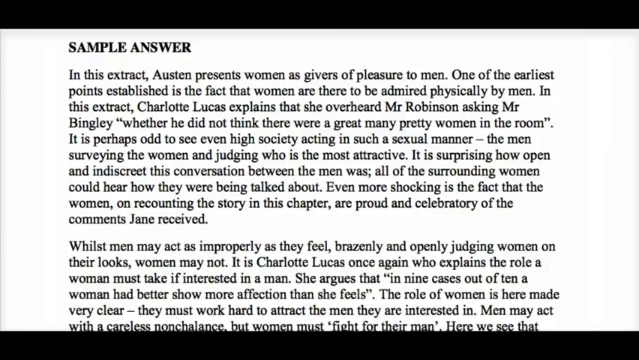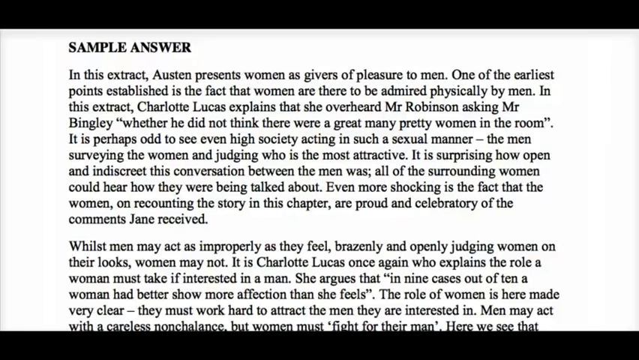In this extract, Austen presents women as givers of pleasure to men. One of the earliest points established is the fact that women are there to be admired physically by men. In this extract, Charlotte Lucas explains that she overheard Mr. Robinson asking Mr. Bingley whether he did not think there were a great many pretty women in the room. It is perhaps odd to see even high society acting in such a sexual manner, the men surveying the women and judging who is the most attractive.